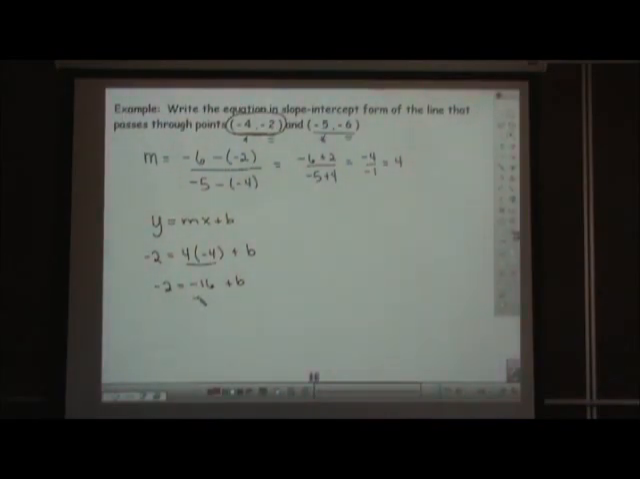Then because this is -16, add 16 to both sides, and -2 plus 16 is 14, so 14 is equal to b. So my final equation, my answer, will be y equals, the slope is 4, so 4x, and then the b is 14, so plus 14. And there's the equation that would represent the line that goes through that set of ordered pairs.